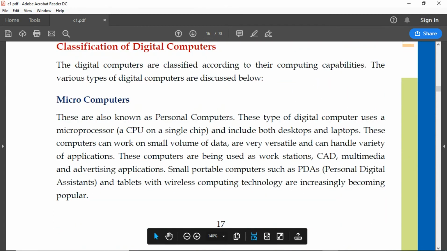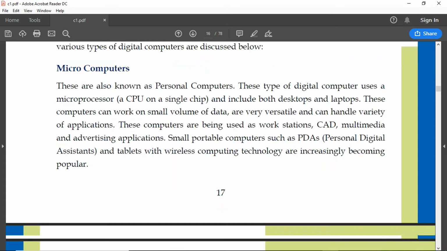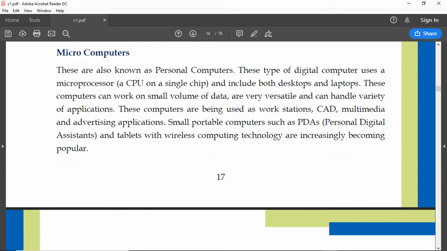Classification of digital computers. The digital computers are classified according to their computing capabilities. The various types of digital computers are discussed below. Microcomputers. These are also known as personal computers. This type of digital computer uses a microprocessor, a CPU on a single chip, and includes both desktops and laptops.